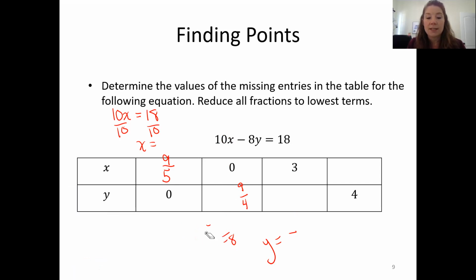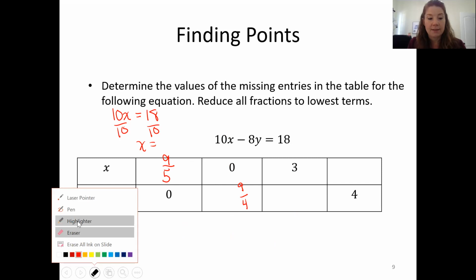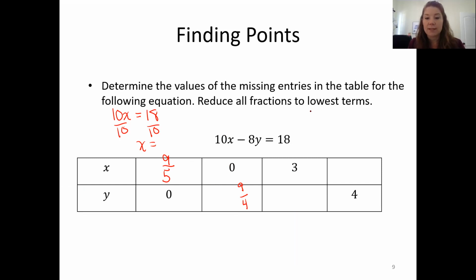X is 3. Get rid of all this stuff. Whoops. Come on. All right, x is 3. So we're going to multiply 10 times 3 minus 8y equals 18. Now we're going to multiply. 10 times 3 is 30. And now I'm going to get y by itself. How do you get rid of a positive 30? I meant 30. Silly. All right, we're subtracting 30 from both sides.